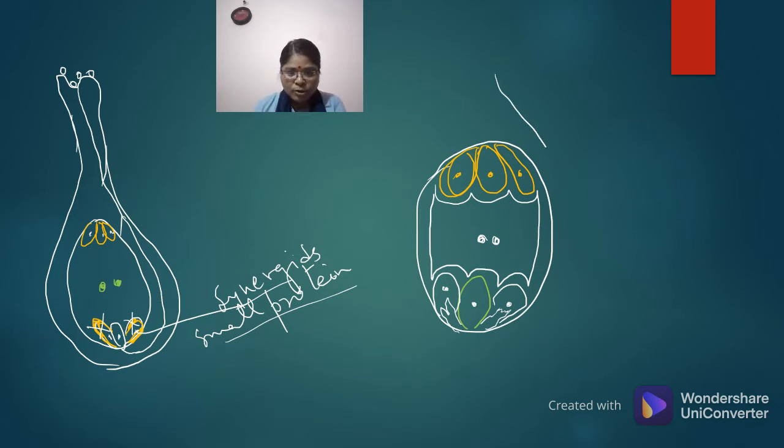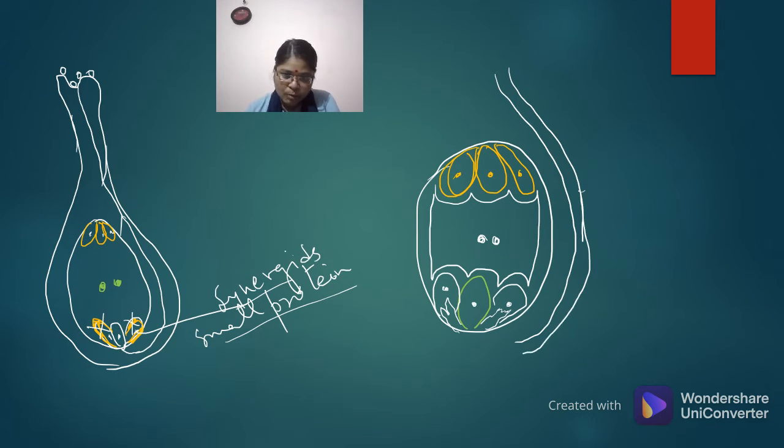Now this pollen tube which comes, you have read about microsporogenesis also, so you know that it has two male gametes. If it is not visible, then I will use another color. They have two male gametes.